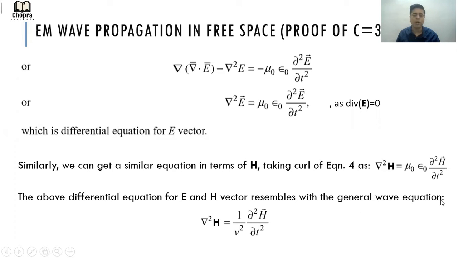Both these equations are of the form of the general wave equation, wherein it can be written in terms of H: grad square H is equal to 1 by V square dou square H by dou t square. So this is the general wave equation, wherein V is the velocity of the wave. If we see, both these equations can be compared easily because we are also talking about an electromagnetic wave. So these equations must satisfy each other. So we can directly equate these equations and we will get mu naught epsilon naught is equal to 1 by V square.